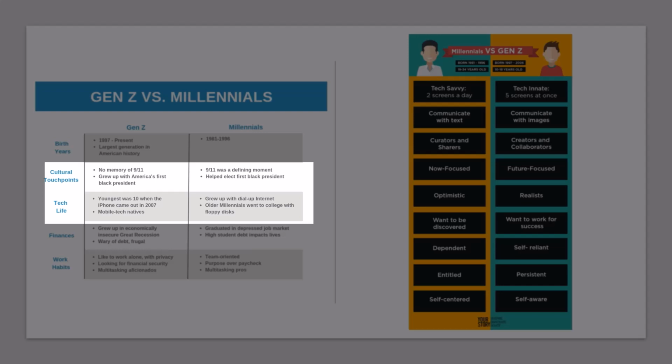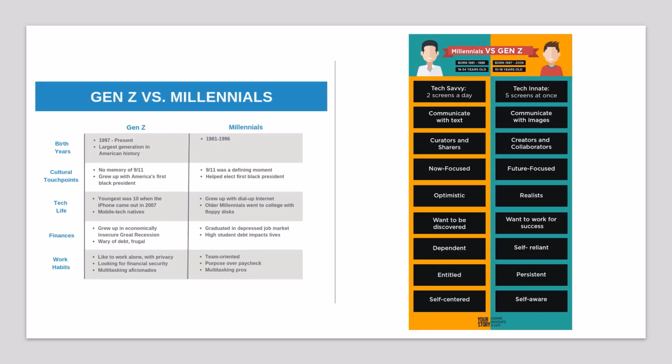Just for discussion, let's take a look at some of the cultural touch points in tech life that they've experienced. Generation Z has no memory of 9/11 and grew up with America's first black president, while for the millennials, 9/11 was a defining moment, and they helped to select the first black president. We can think about the millennials as being the aged worker now and Generation Z being the new kids on the block. And there's a big difference in their cultural touch points and the technology that they grew up with.